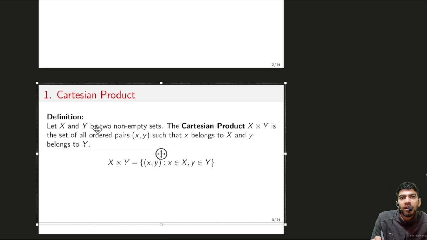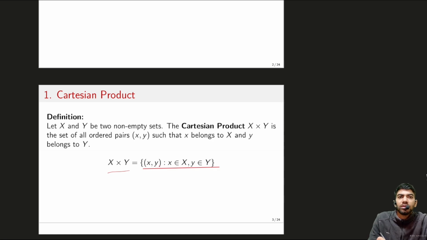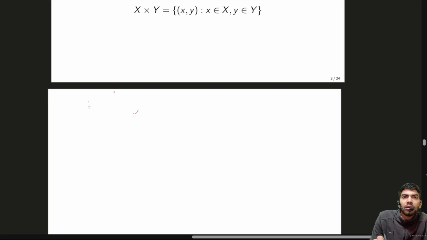Let X and Y be two non-empty sets, then the Cartesian product X cross Y is the set of all ordered pairs (x, y) such that x belongs to X and y belongs to Y. This set is called the Cartesian product. So I will explain with a Venn diagram.